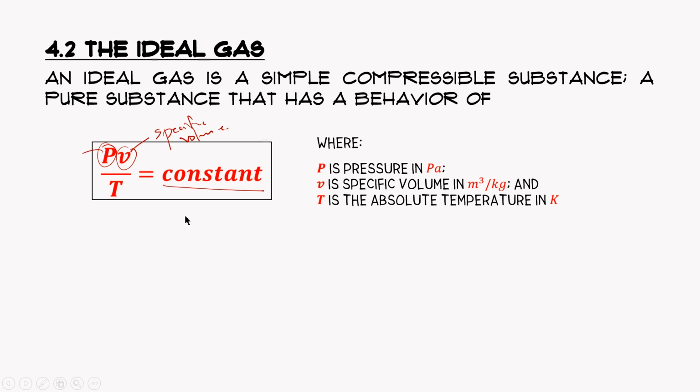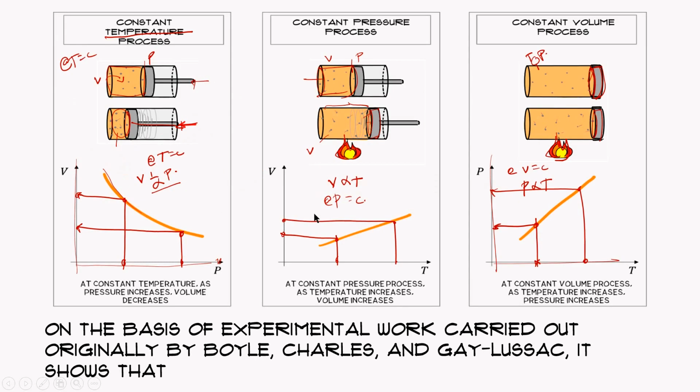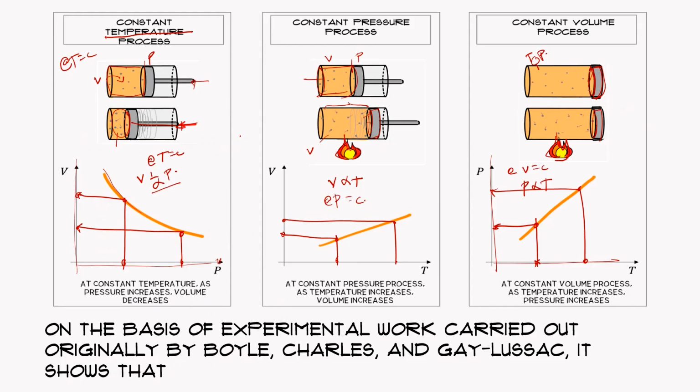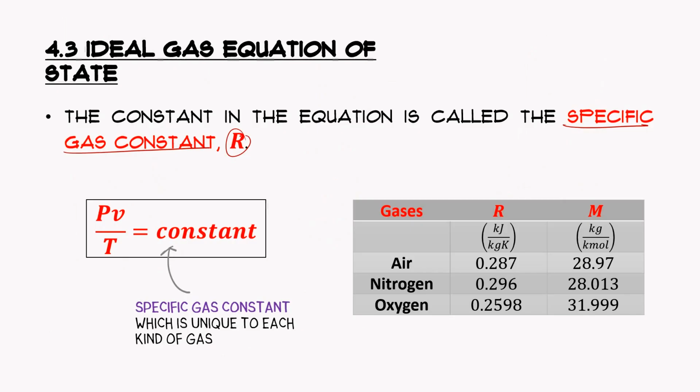PV over T is equal to a constant. For an ideal gas equation, that constant is the specific gas constant, and we use the symbol R for that. It depends upon what type of gas is in that cylinder. If it is air or oxygen or whatever gas, it has a specific gas constant, and that constant can be obtained from tables. It is tabulated data.